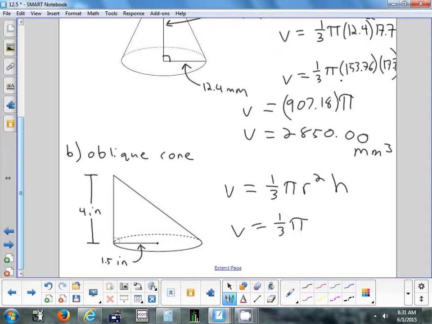1/3 pi. This time my radius is 1.5. What would you do if they drew the line all the way across and said that was 1.5? Could you just plug it in that way still? Well, what would you have to do? Someone said yes, if they drew the line all the way across, that means they're giving you the diameter. Make sure you take half of it. A lot of people make that mistake. If you don't take half of it, it comes out wrong.